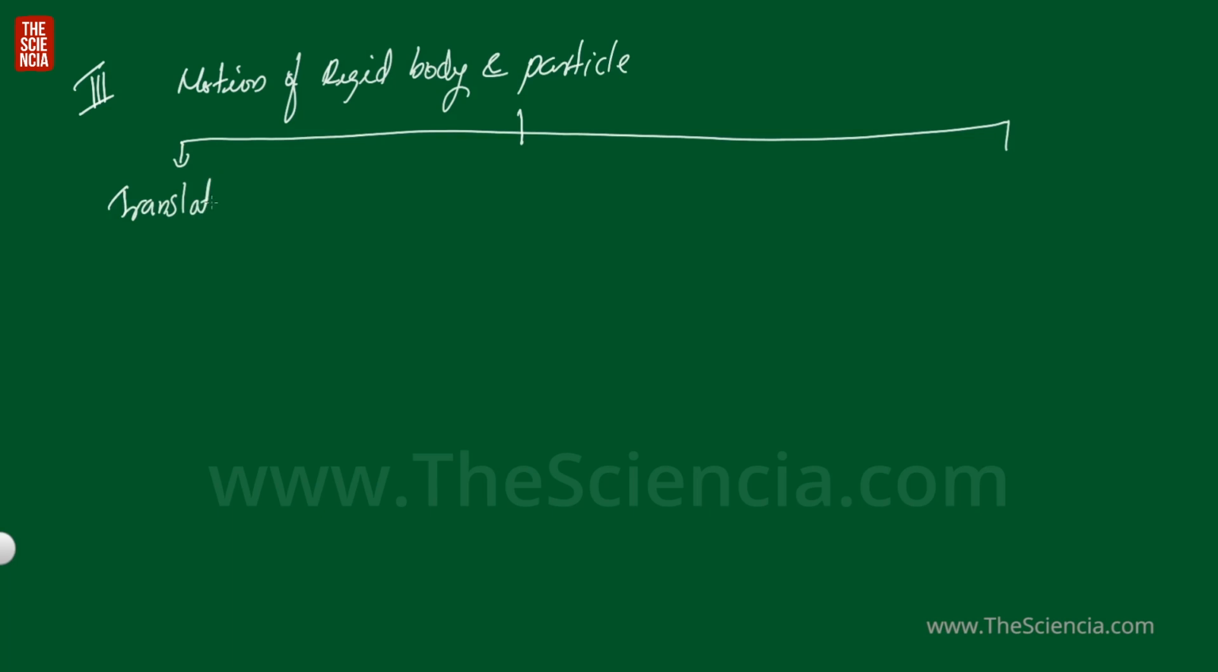The third prerequisite is you should have an idea about motion of rigid body and motion of a particle. And I told you there are three types of motions. One is translation, rotation, and the rolling. Rolling is a combination of translation and rotation.